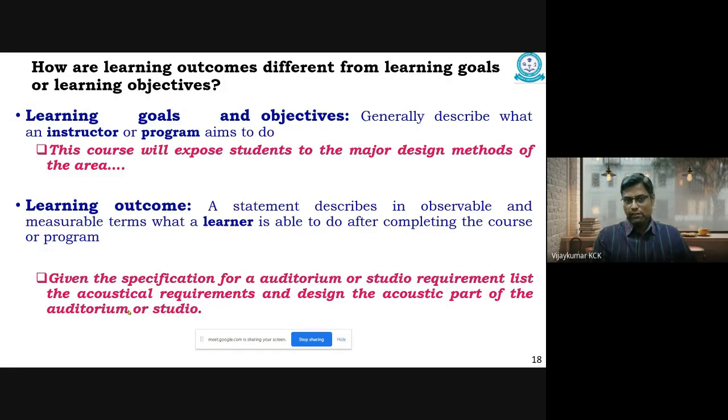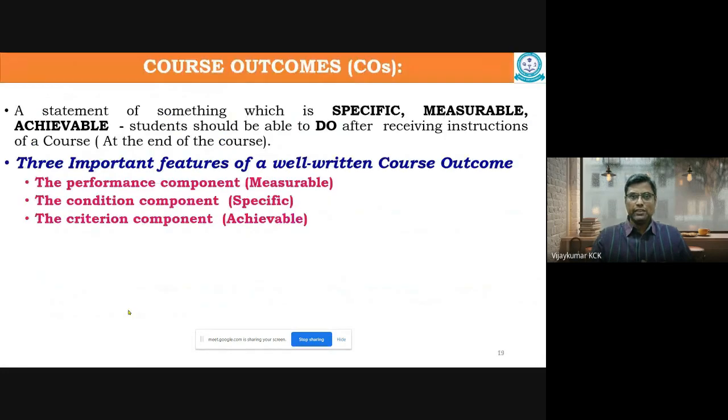How we can assess this particular learning outcome is going to be the method of the outcome that we are going to measure. So the course outcome should be specific, measurable, achievable. Measurable in the sense of the performance component, the quantum of the ability. Specific in the sense of the condition component, and the third is the criterion, that is the achievable component. So these three we have to take care of while writing the course outcome. Then only the assessment pattern will be successful.